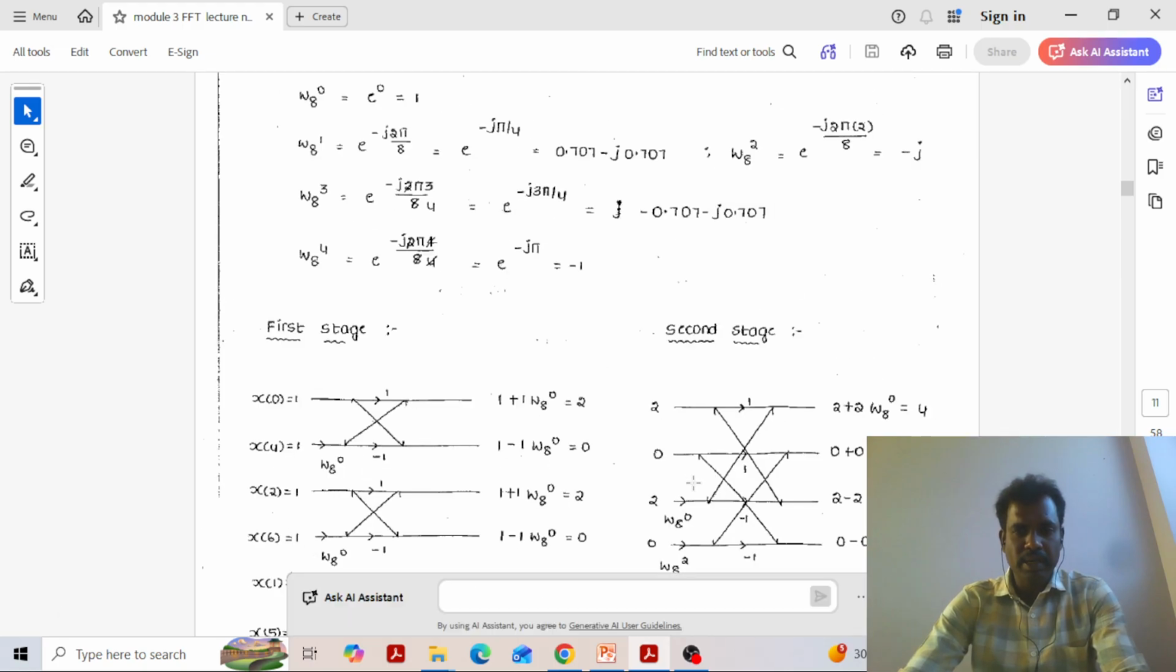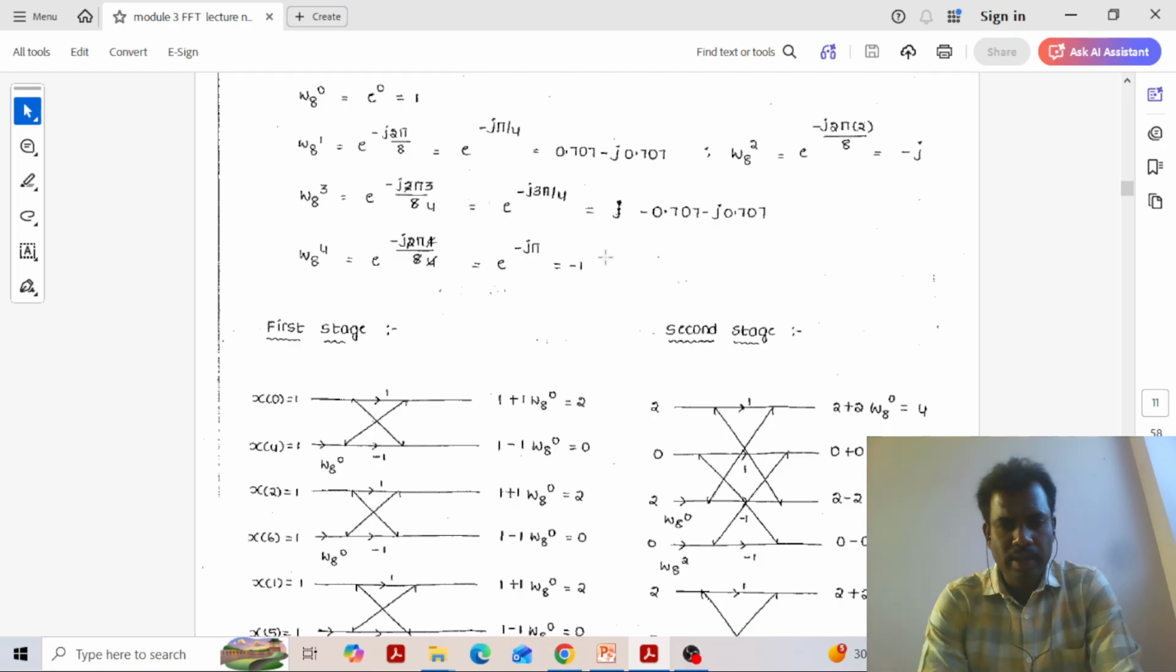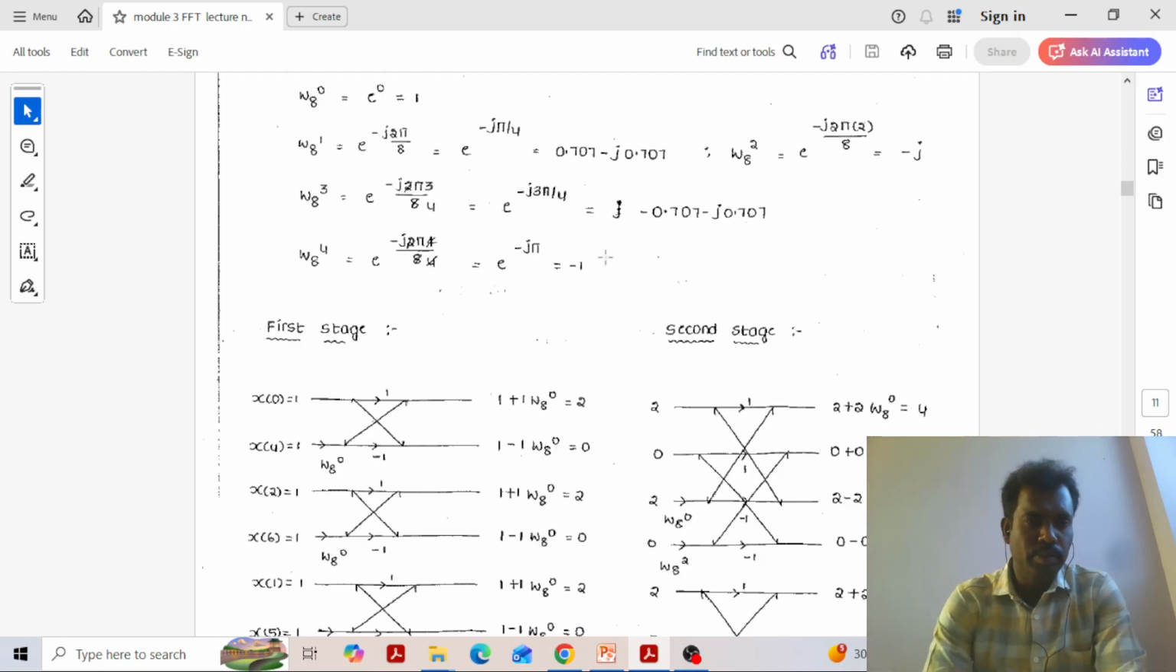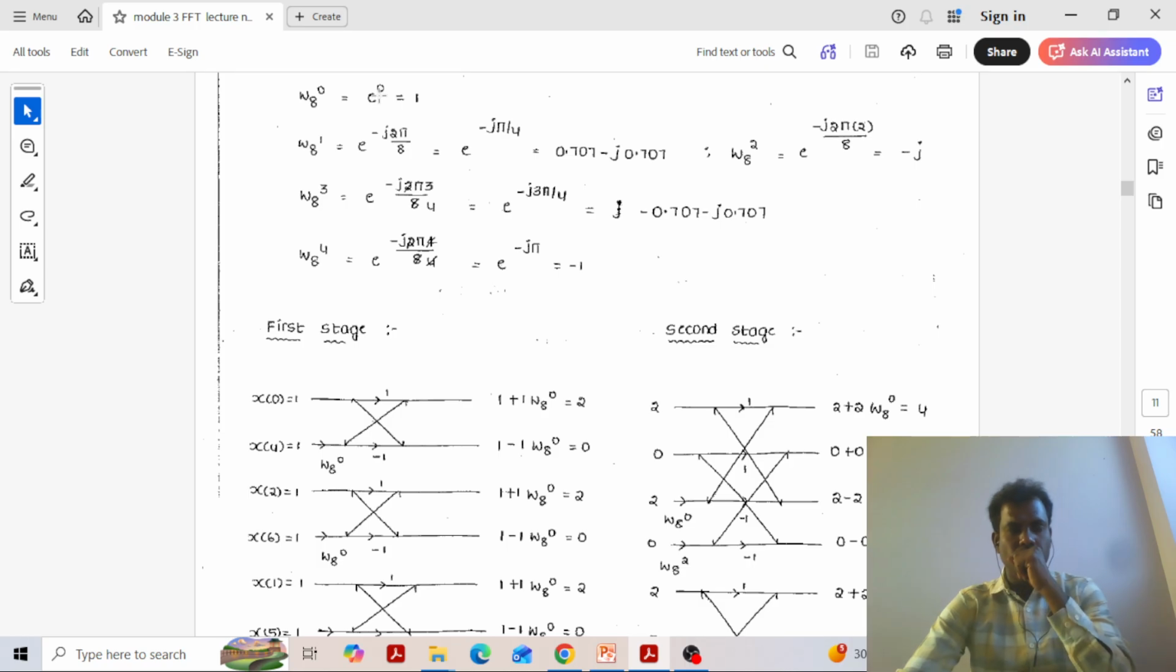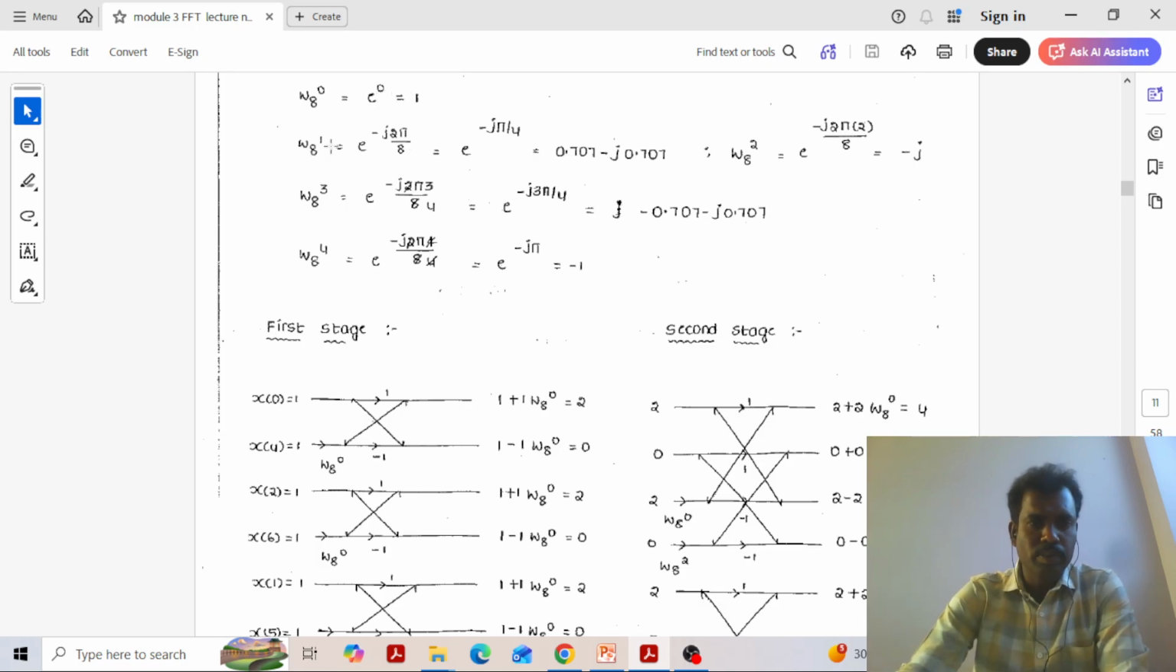Before starting the butterfly stages, we want to calculate the twiddle factors. We only need 4 twiddle factors: W_8^0, W_8^1, W_8^2, and W_8^3. So W_8^0 is e power 0, which is 1. W_8^1 is e power minus j 2 pi by N into 1. N is 8, so e power minus j 2 pi by 8 is e power minus j pi by 4, which equals 0.707 minus j 0.707.